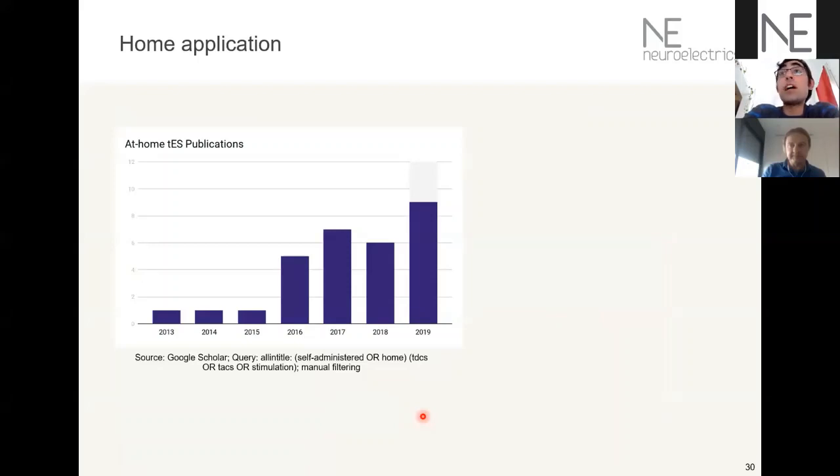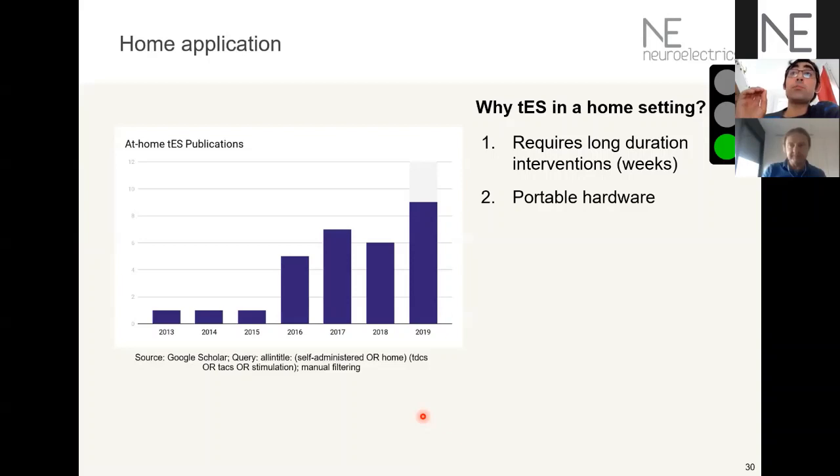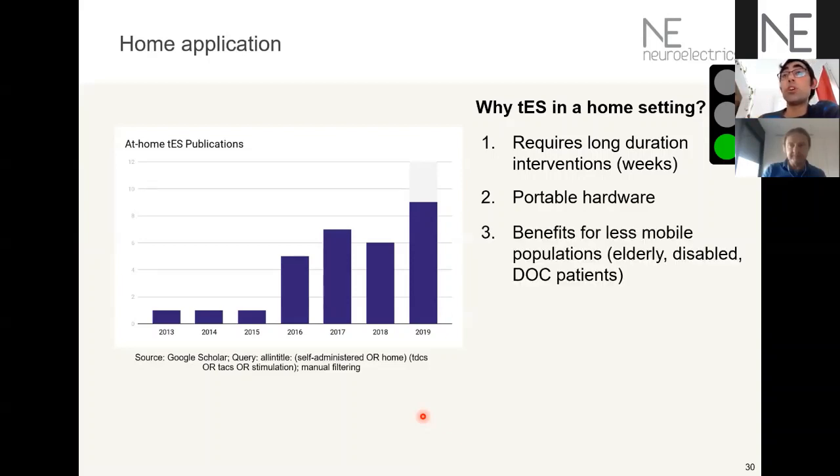Finally, I would just like to describe the home application possibility of tES. It might be important to do tES in a home setting because it's an intervention that typically requires long durations, a period of some weeks. It employs portable hardware, so it's easy to use in a home setting. It benefits populations that depend on others or have trouble moving on their own, like elderly, disabled, or disorder of consciousness patients. And of course, it has a reduced cost and it's very convenient for caregivers.